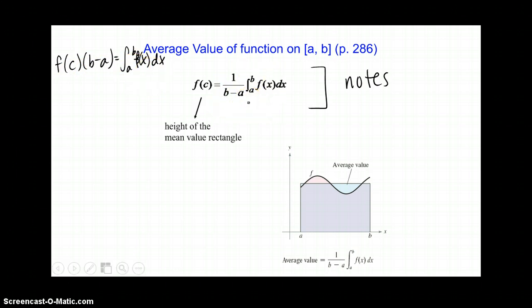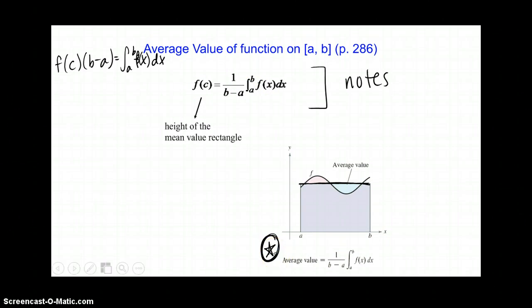So look at what the average value function gives us. It gives us the height of the mean value rectangle. So where we would draw the rectangle, that information we get from the average value function. So f of c is equal to 1 over b minus a times the definite integral from a to b of f of x. This is a big one.